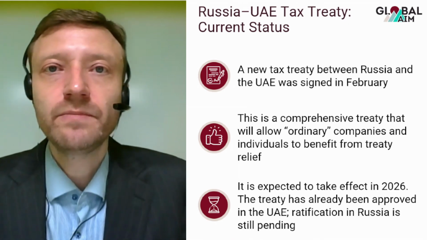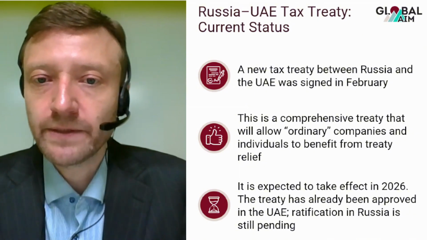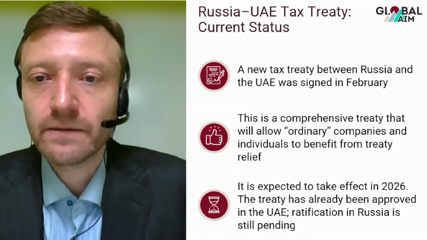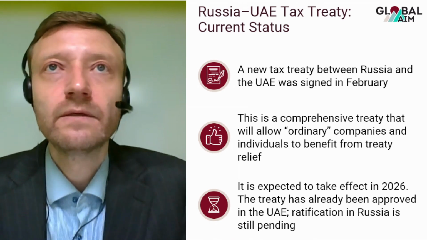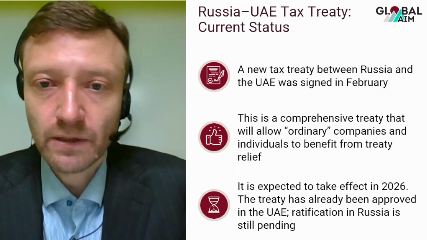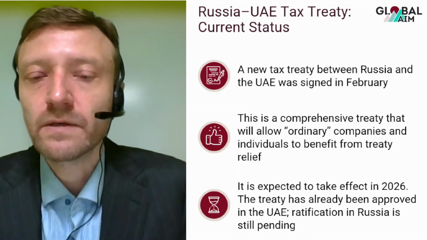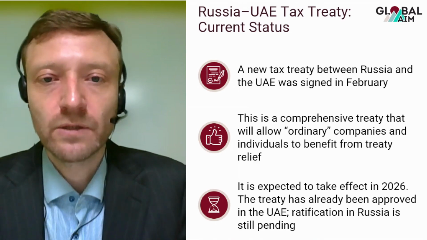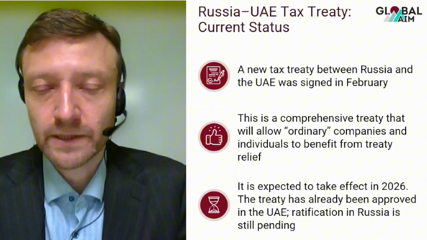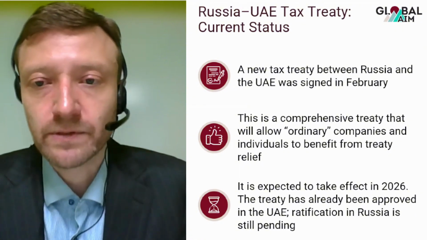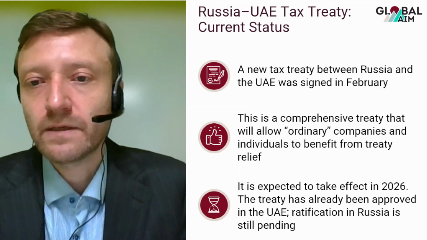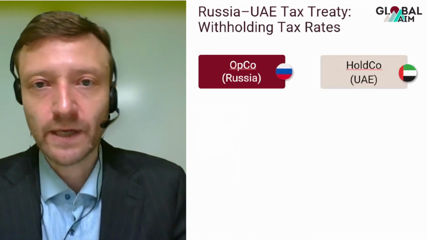And the treaty has already been approved by the United Arab Emirates, and the ratification in Russia, the approval from the Russian side, is still pending. If the approval takes place this year and the countries exchange notes informing each other that internal procedures have been completed, then the double tax treaty is going to take effect starting in 2026, which is very, very likely.